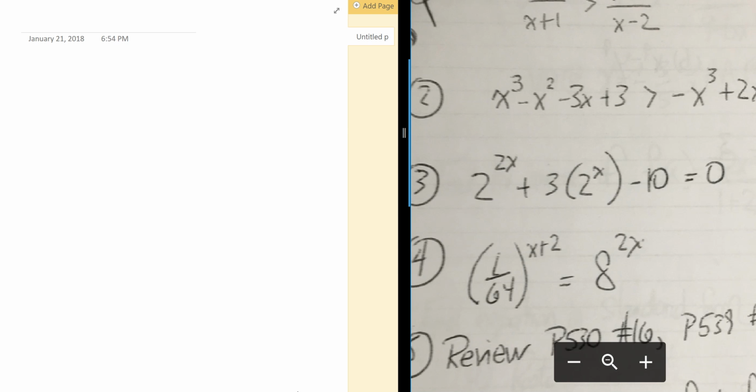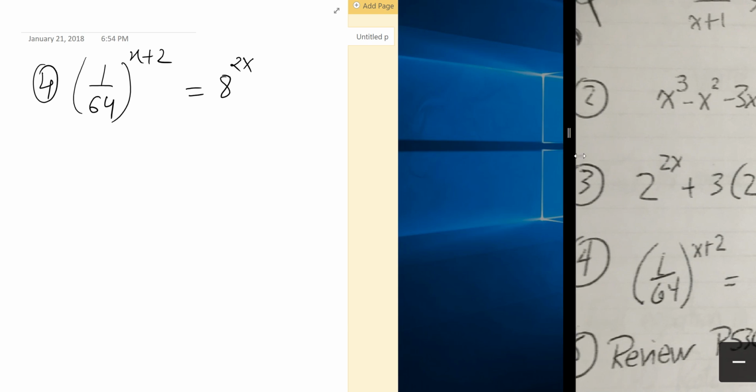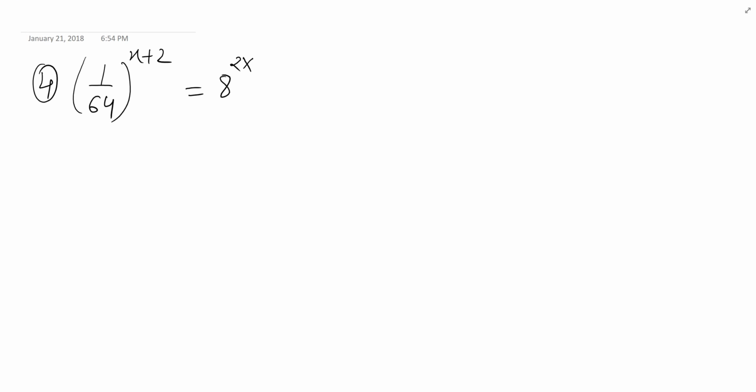1 over fourth. Right, so we have to solve it. And in order to solve this expression, we have to make the same bases. Now the bases are different in both of them.